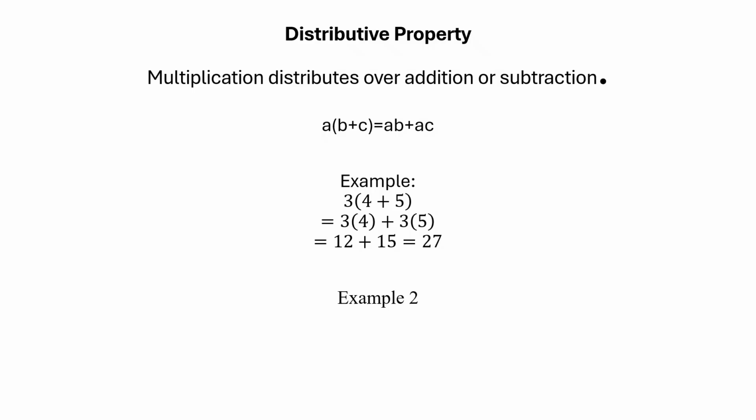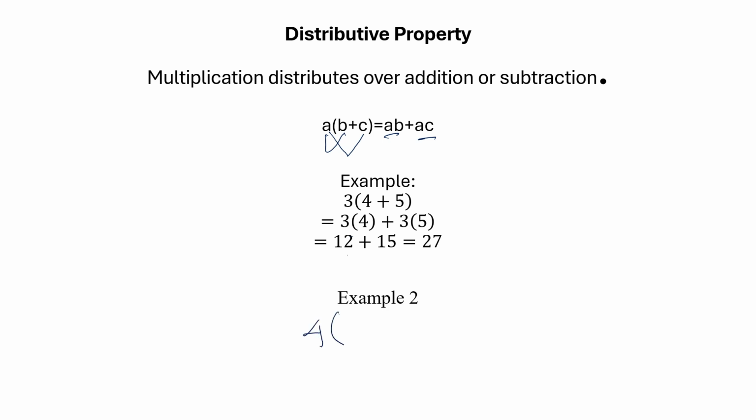Distribution. The word distribution means sharing yourself or putting yourself into each group. You have a sharing itself over b plus c, say a times b, a times c. That will give you ab plus ac. So we have an example, 3 into bracket 4 plus 5. And 3 times 4 will give you 12, 3 times 5 will give you 15.